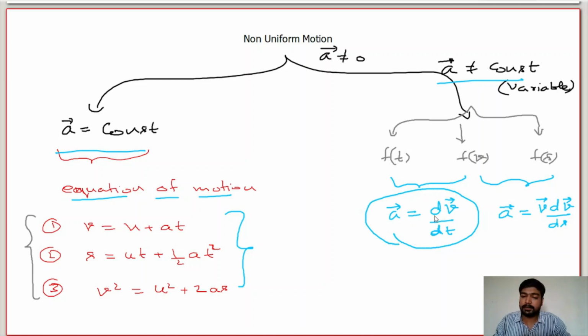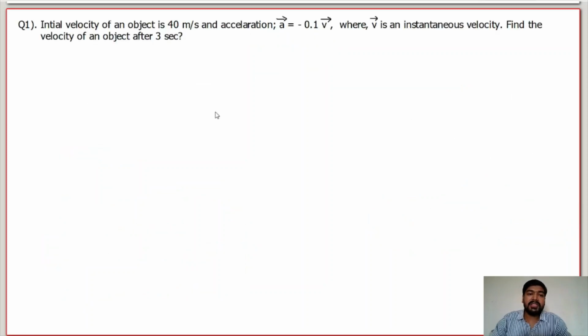Acceleration is dv upon dt, and acceleration equals v into dv upon ds. By these two equations we can apply them in the question and solve the required part. So let's quickly move to the question parts. This is our first question. Because this is the part which we have studied many times, I'll take the question quickly.